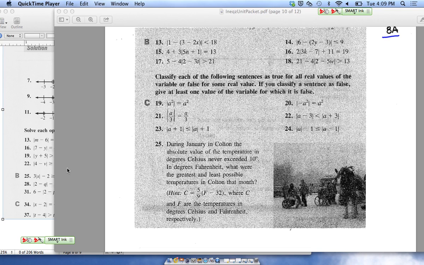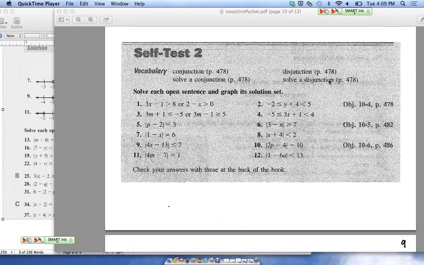My only advice for doing 13 through 18, make sure that you have the absolute value isolated and cleaned up before you start trying to solve it. And to compare it, I'll show you looking at the self-test at the bottom of the page. See, the absolute value problems here are completely cleaned up. So you've got everything removed from the absolute value, so you simply have the absolute value equaling a number or an inequality symbol equaling a number.